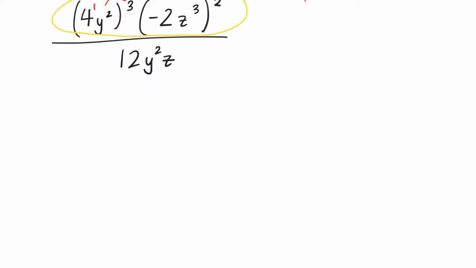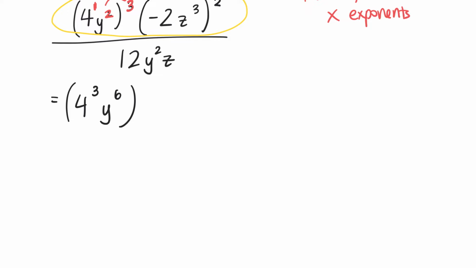When we are looking at power of a power, we want to multiply the exponents. So 1 times 3 will give me 3, and then I have y to the power of 2 to the power of 3. 2 times 3 is 6. So I've simplified the first power, and now I have negative 2 to the power of 1, all of that to the power of 2, which will give me negative 2 to the power of 2, and then I have z to the power of 3 to the power of 2, which will give me z to the power of 3 times 2 is 6.